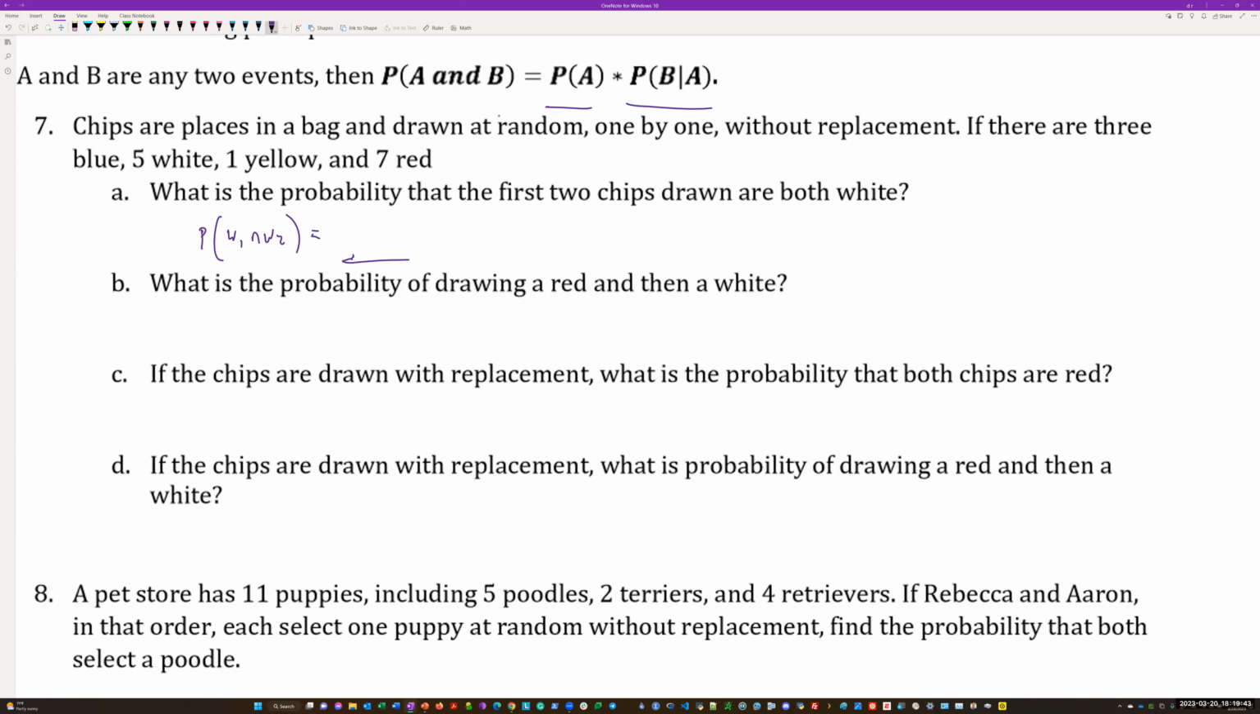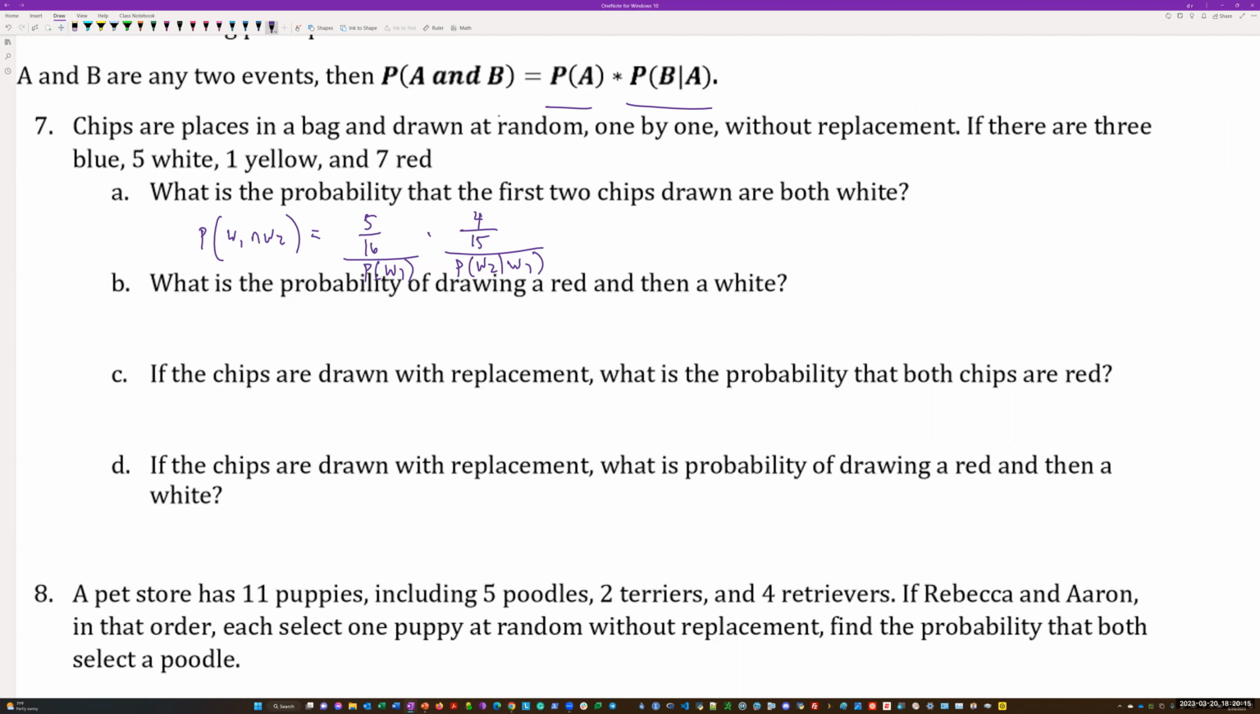So the thing is, we need to think about it with the slots, okay? The first one has to be the chance that we get a white one on the first one. The second one needs to be the chance that we get a white one on the second one, given the fact we got a white one on the first one. Is that right? What's the chance there's gonna be a white one on the first one? This one should be easy. It's 5 out of 16. Is that right? Then one of those white ones is gone, so there's only 4 remaining out of the 15.